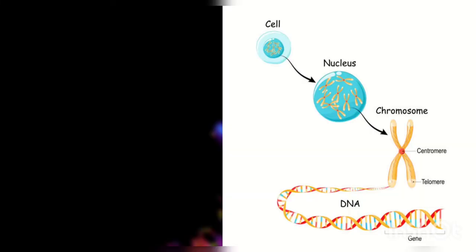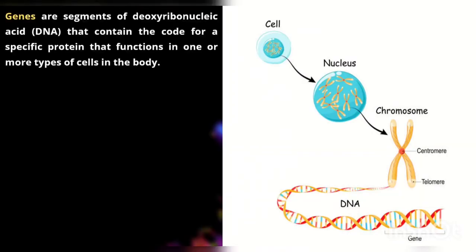Now let us give some explanation to some of the difficult terms. The first one is the genes. These are segments of the deoxyribonucleic acid or DNA that contain the code for a specific protein that functions in one or more types of cells in the body.